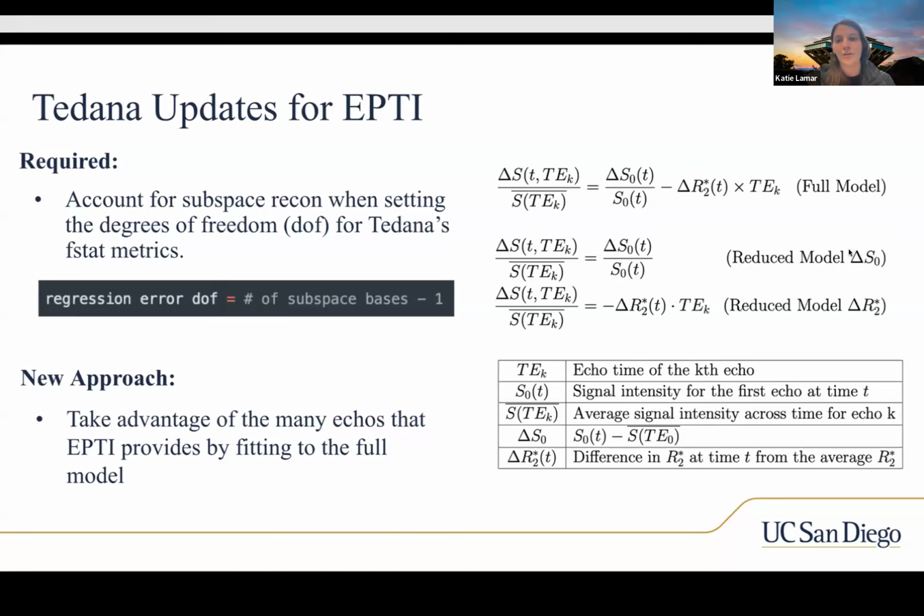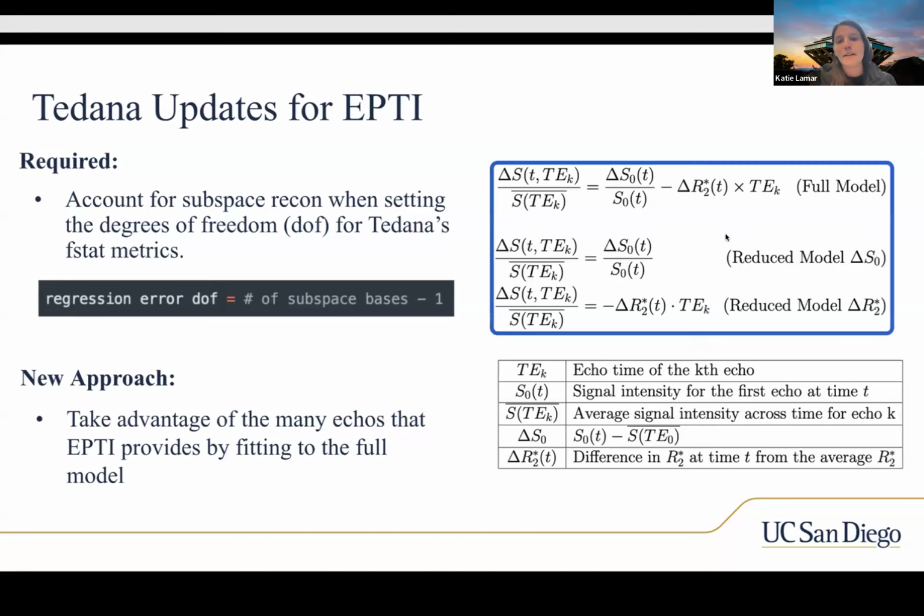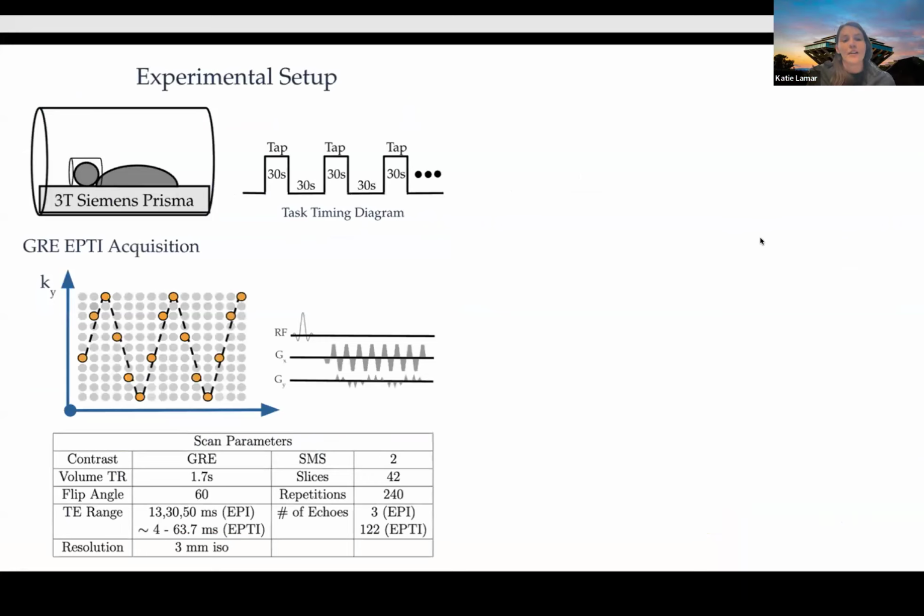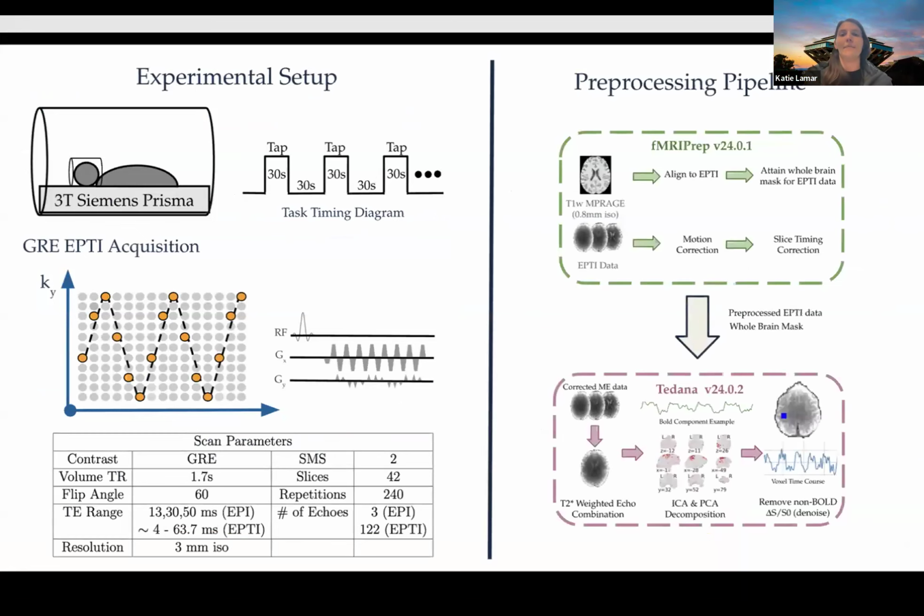And so I'm going to show a little bit of my results from that. All right. So just a little bit about the experimental setup. I have the scan parameters here. Basically, it was just this nice, simple tapping exercise, 30 seconds on, 30 seconds off, tapping on one side only. And then for the pre-processing pipeline, we ran it through fMRIPrep, and then of course through tedana, with the changes to the degree of freedom as well.